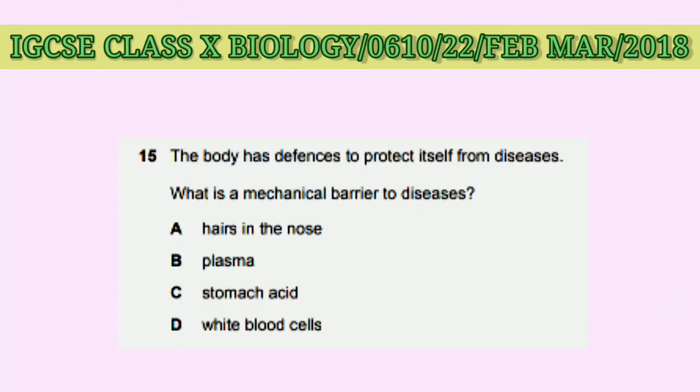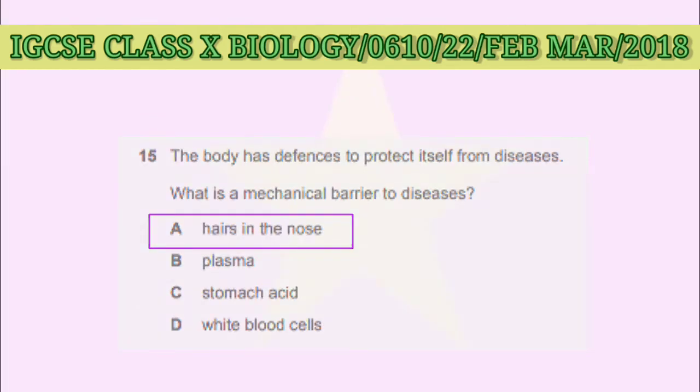Question 15. The body has defenses to protect itself from diseases. What is mechanical barrier to diseases? Mechanical barrier is hair in the nose. Option A. Hair in the nose prevent entry of germs and dust particles.